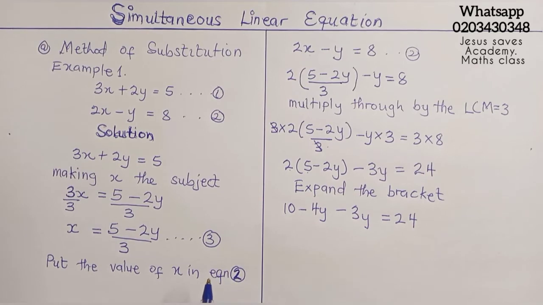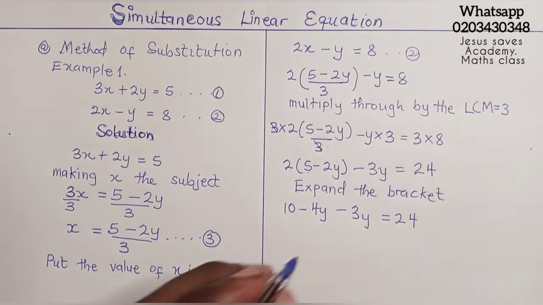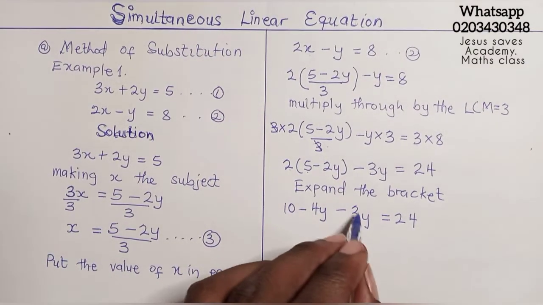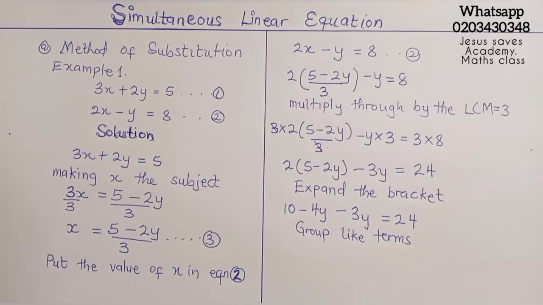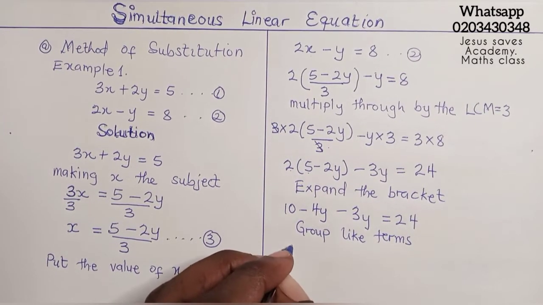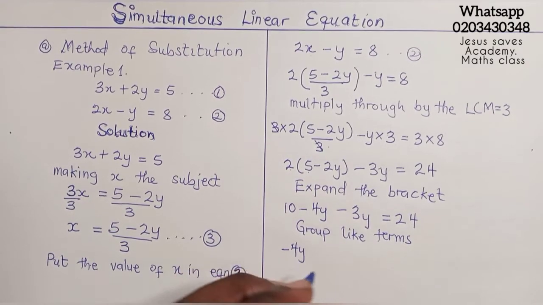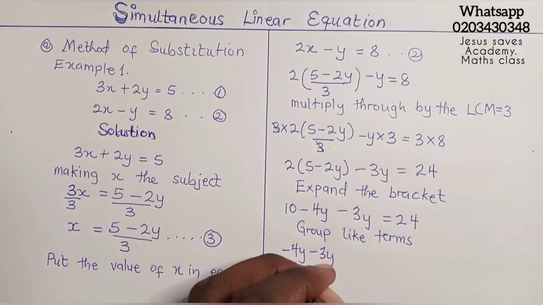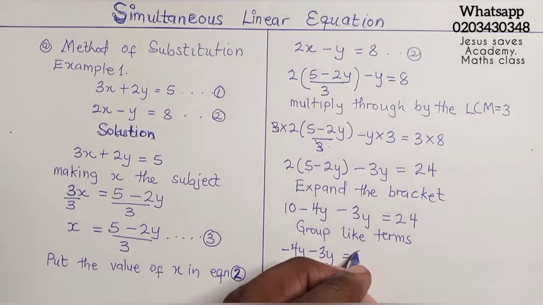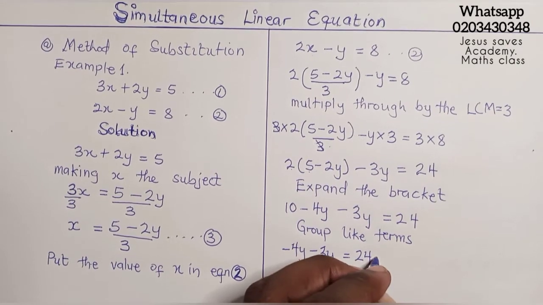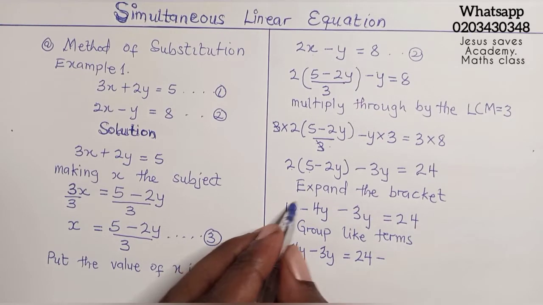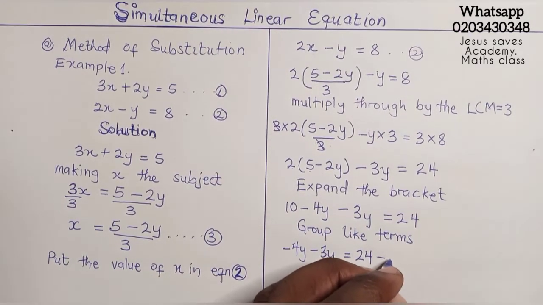Now the next step is to group like terms. All the values of y will come here. So we have negative 4y, then negative 3y, is equal to 24 minus 10. This 10 is positive, so when it crosses the equal sign it becomes negative 10.